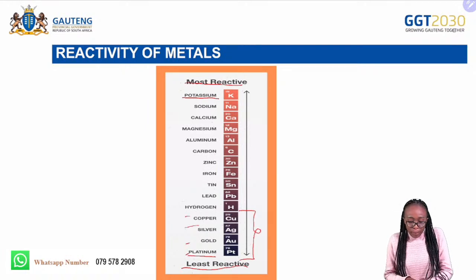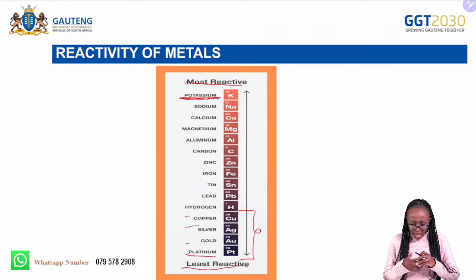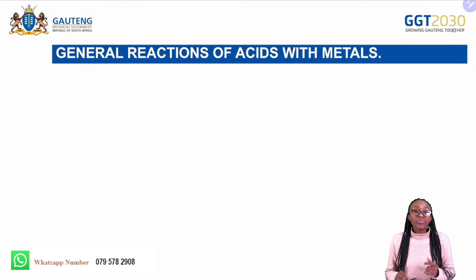But when we come up here higher with potassium, calcium, and sodium, these are very, very active metals. They're quite reactive. Any exposure to air, they turn into oxides. So they are quite reactive metals. So that is our reactivity of metals. Let's move on to the next slide.